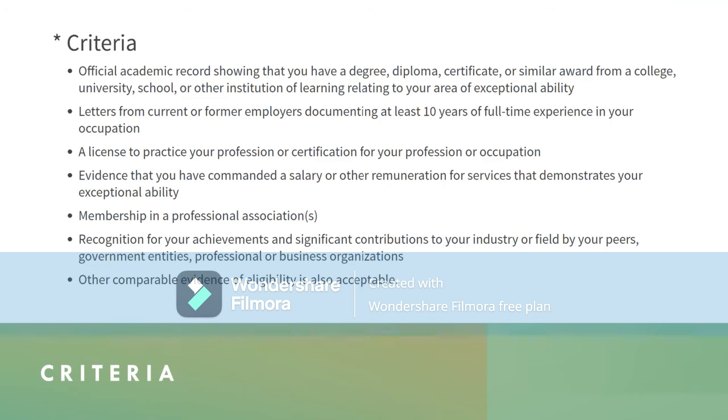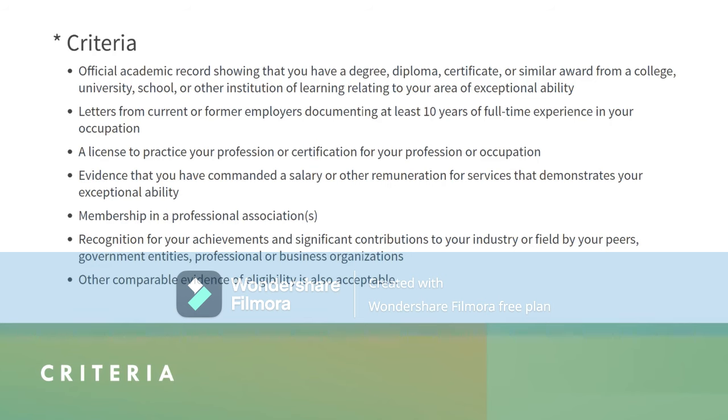Then another one is evidence that you have commanded a salary or other remuneration for services that demonstrate your exceptional ability. That is your payslip. They don't need money in your account. It's not that they need evidence of the salary itself. They need evidence that you've been collecting a salary. That is, what is your total package in a year, your annual income, and so on.